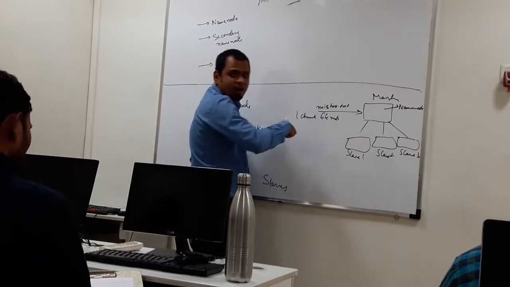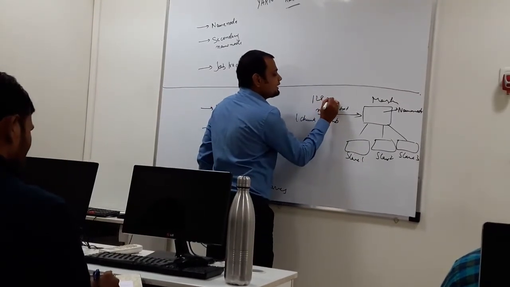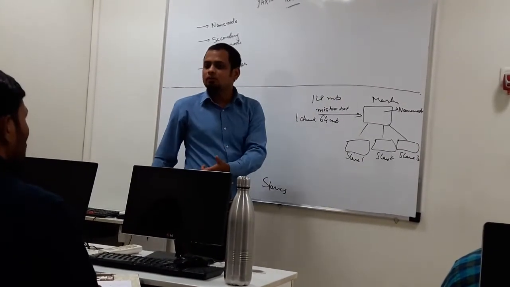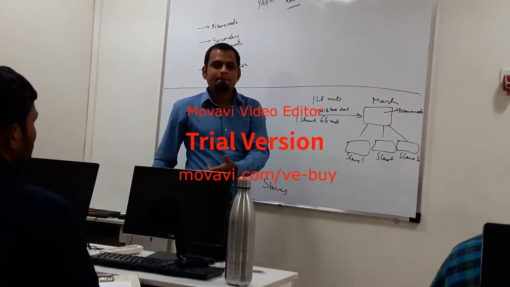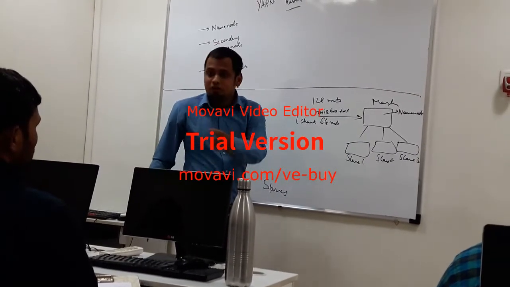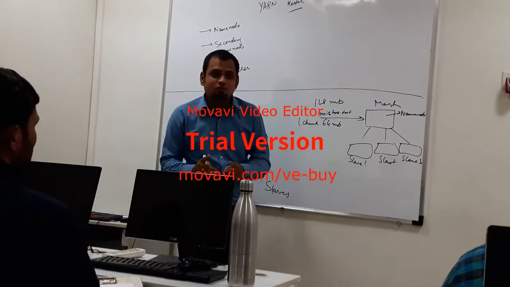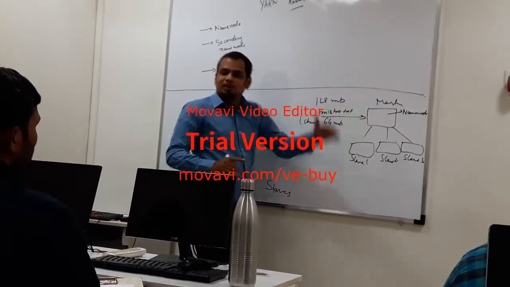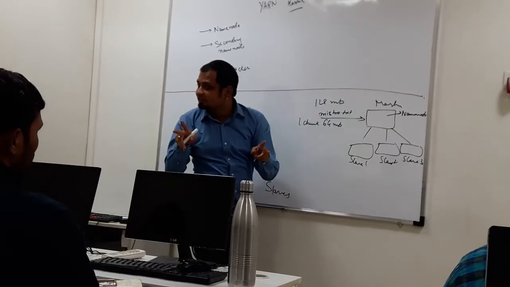Suppose I fed the file of 128 MB. So how many chunks will I get? 2 chunks. Because I have specified that I need one chunk of 64 MB. So my master will break this Mishra.txt file into 2 chunks.